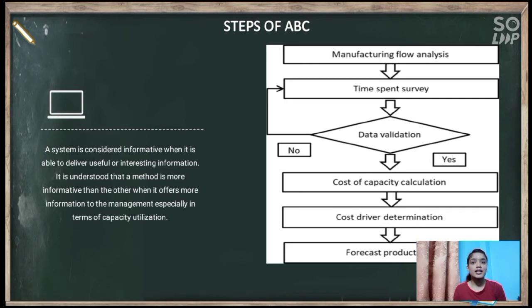The next step is to calculate a predetermined overhead rate for each activity. This is done by dividing the estimated overhead cost from step 2 by the estimated level of cost driver activity from step 3. And the last step is to allocate overhead costs to products. Overhead costs are allocated to products by multiplying the predetermined overhead rate for each activity, which is calculated from step 4, by the level of cost driver activity used by the product. The term applied overhead is often used to describe the process.